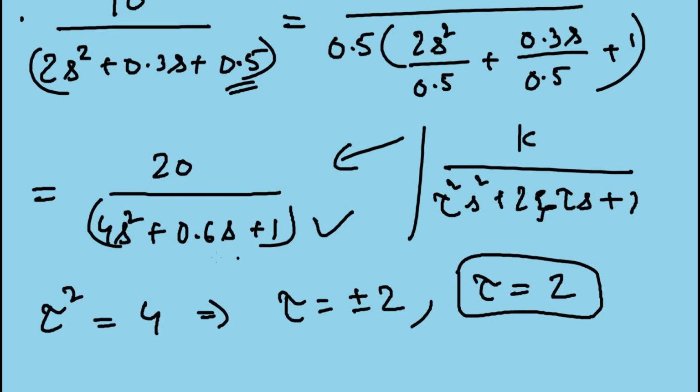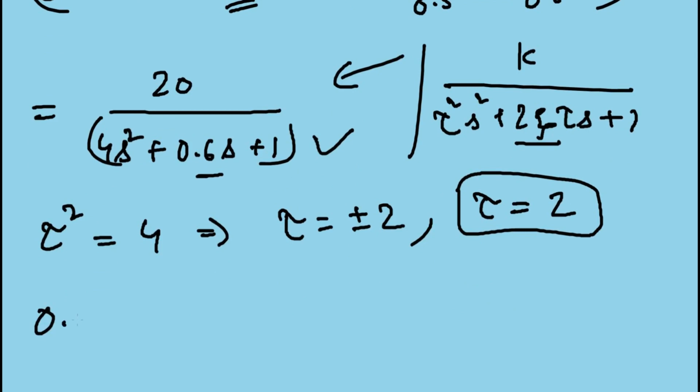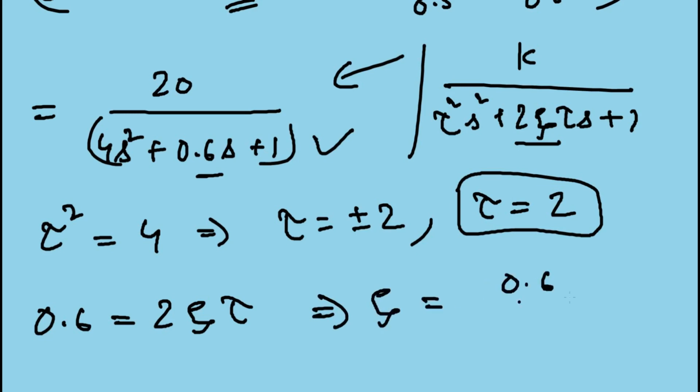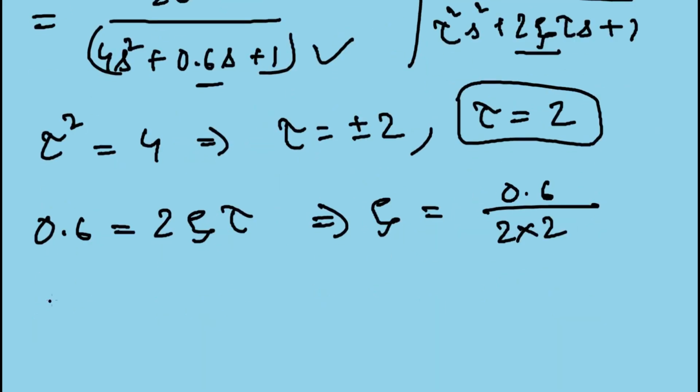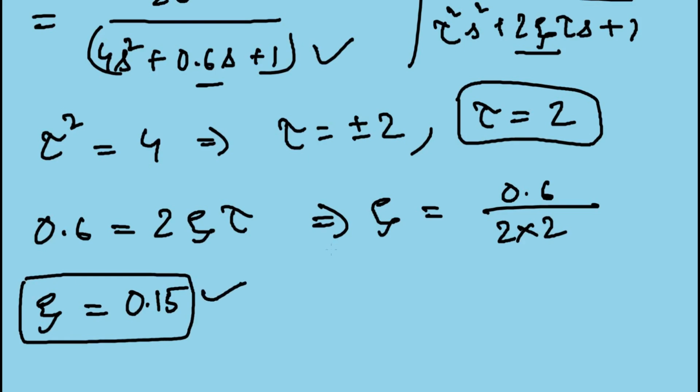Now if I compare this term and this term, what do I get? 0.6 equals 2 zeta tau. Now tau is already 2, so what will be zeta? Zeta equals 0.6 divided by 2 into 2. This is what zeta will be. So zeta is the damping coefficient, and in this case the value of the damping coefficient is 0.15. This is the value of zeta. So I know zeta, I know tau.